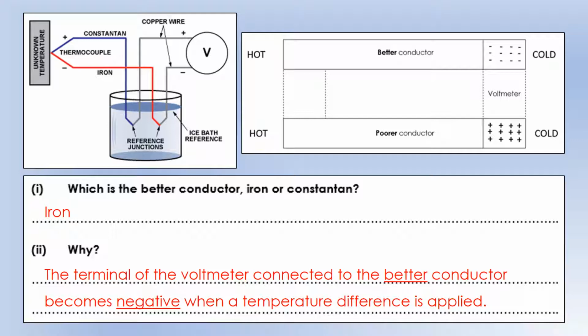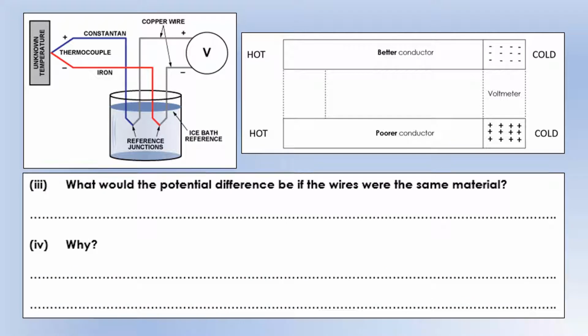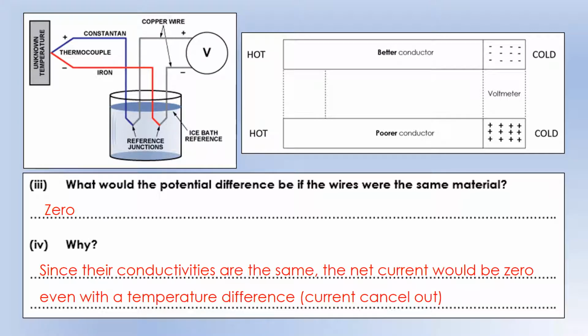So that's how I know that. It's looking at what the charge is like on which terminal of the voltmeter, then you can identify which is your better conductor. Okay. Next question, what would the potential difference be if the wires were the same material? Well, the answer is 0, or 0 volts more specifically. The reason being that if the two materials have the same conductivity, the net current would be 0. Remember, we only build up a potential difference or have a current because one of them is a better conductor than the other. If their conductivities are the same, we're going to get the net current cancelling out, and we're not going to build up a potential difference across the voltmeter.